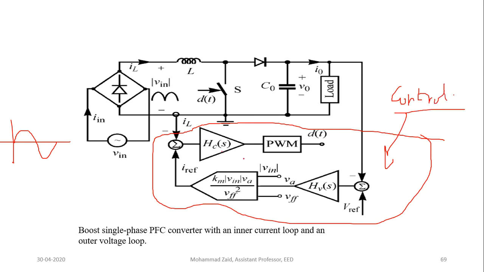And what are these HCS and HVS? These are PI controllers to reduce the error. This is a PI controller for the outer voltage loop, and this is a PI controller for the inner current loop. Okay, so the shape is already available.